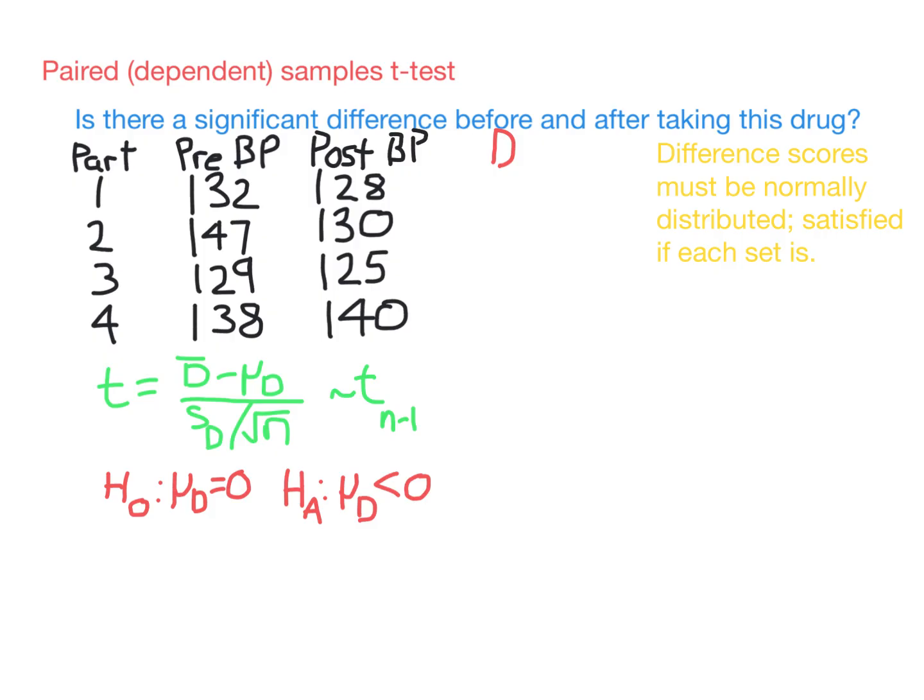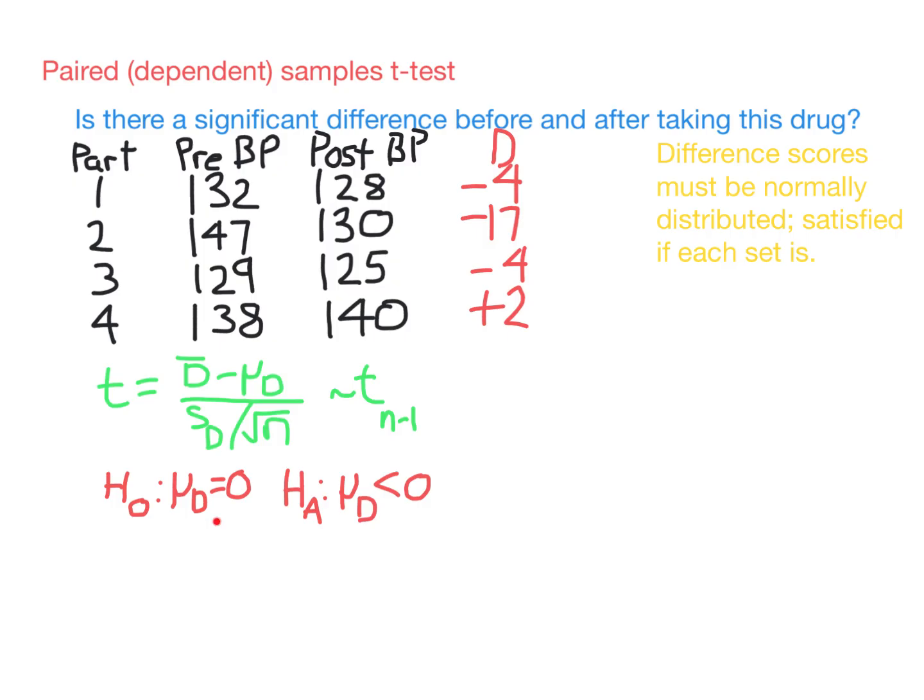So in order to use the t-test here, the difference scores must be normally distributed, and that's satisfied if each set is. So it turns out that adult blood pressure generally is normally distributed, or approximately so, we can use a t-test in this case. What we need to do is calculate the difference for each observation, in this case each person. So the first difference is -4, 128 minus 132. This person's blood pressure has decreased by 4 points. The next one's decreased by 17, the next one by 4 again, and the last one went up 2.